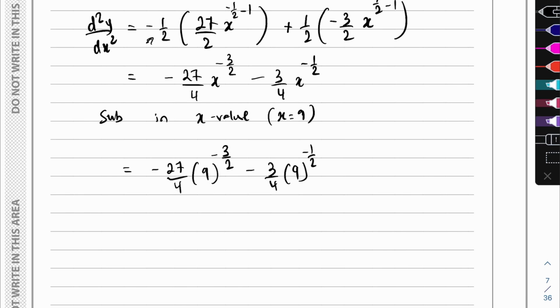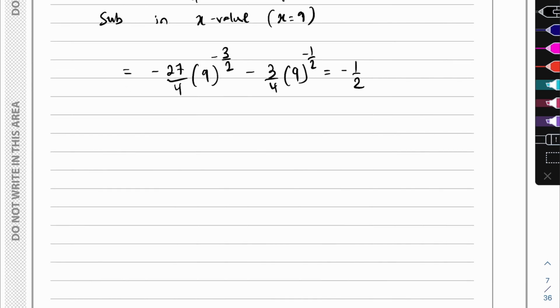So now let's put this in the calculator. So we got minus 27 over 4, bracket open, 9, bracket close, to the power of minus 3 over 2, minus 3 over 4, bracket open, 9, bracket close, to the power of minus a half, gives us negative 1 over 2. Negative 1 over 2.